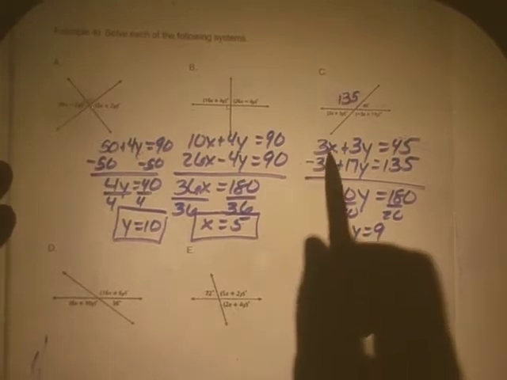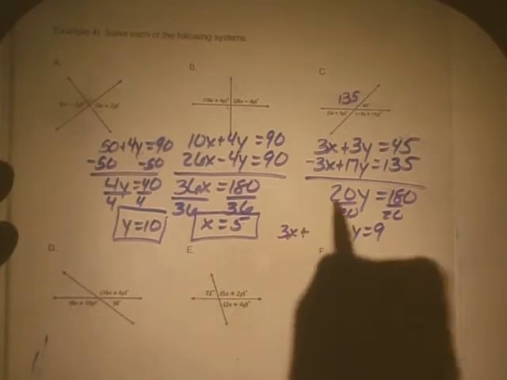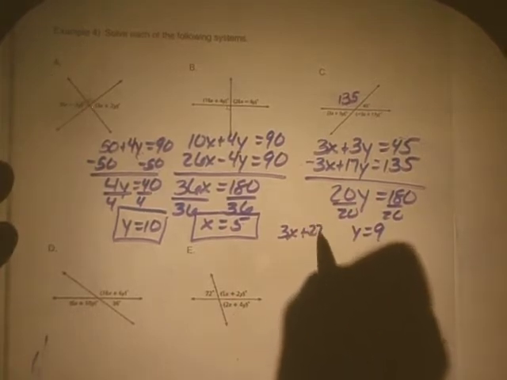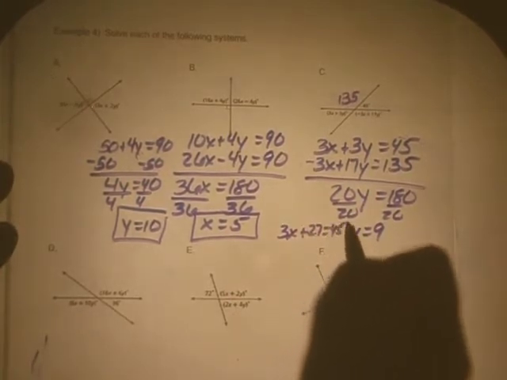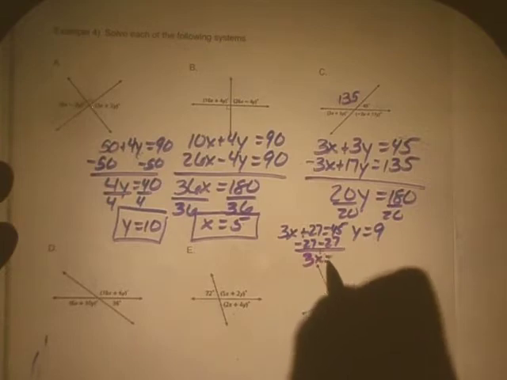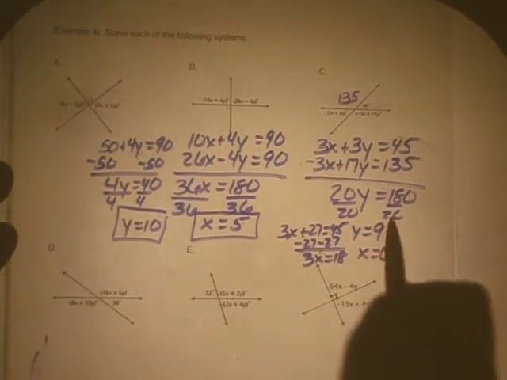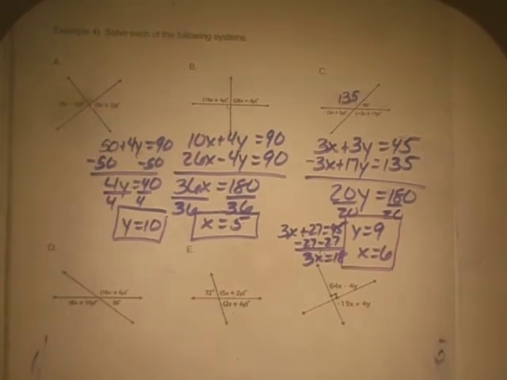Substituting that back in, I'm going to put it in this top one. We will have 3x. 9 times 3 is 27 equals 45. And when you subtract 27 from both sides, you have 3x equals 18 and x equals 6.